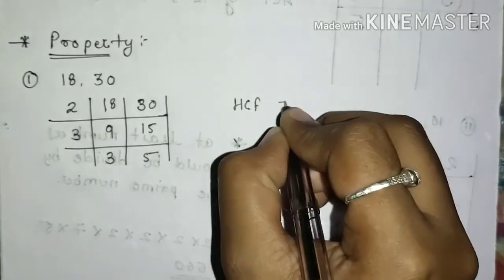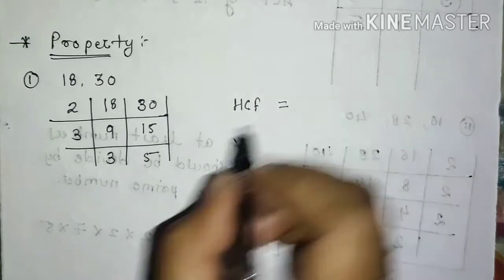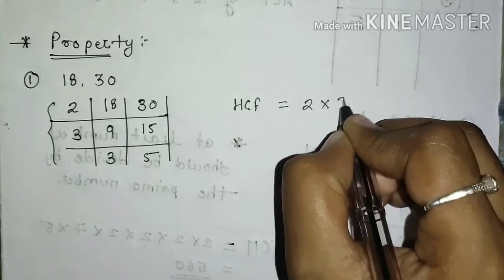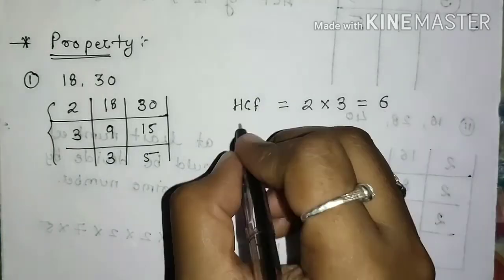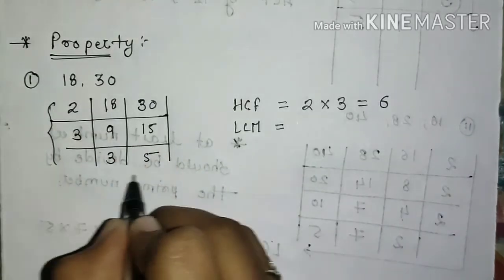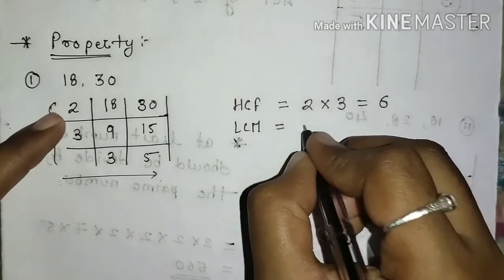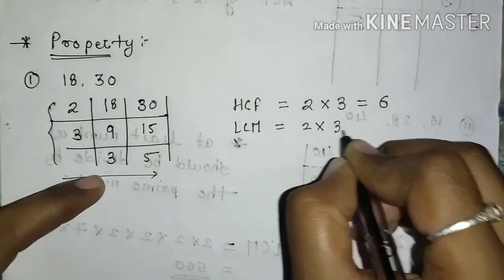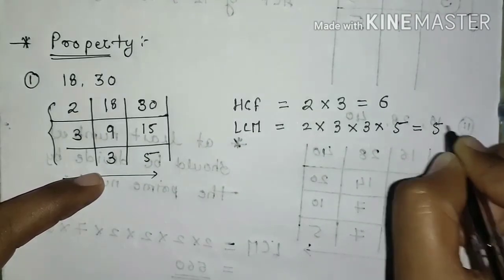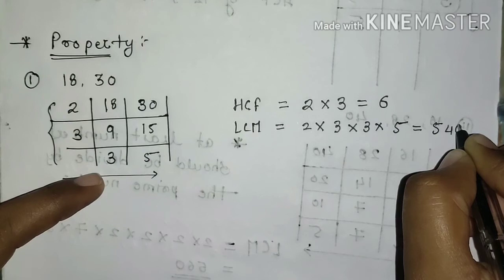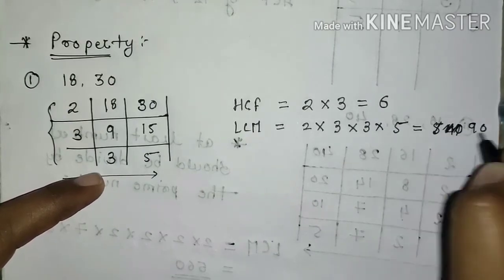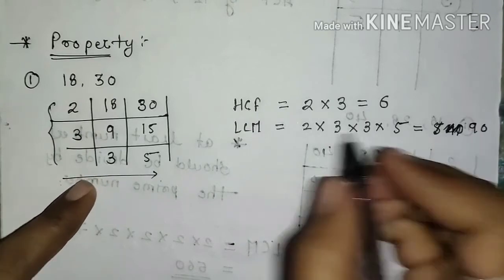So here we get the HCF. What will be the HCF? Multiplication of these two numbers, that is 2 multiplied by 3, which is equal to 6. Next, the LCM will be equal to the multiplication of all these numbers. So here 2 multiplied by 3 multiplied by 3 multiplied by 5, which is equal to, sorry, which is equal to 90. The multiplication will be 90, that is the LCM will be 90.